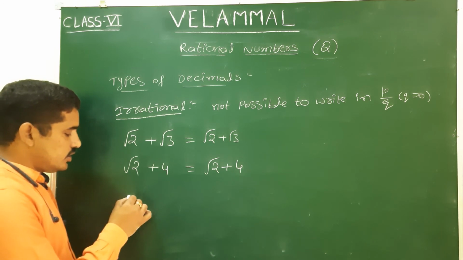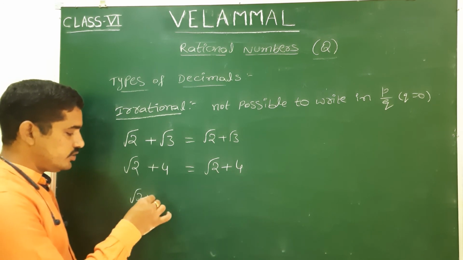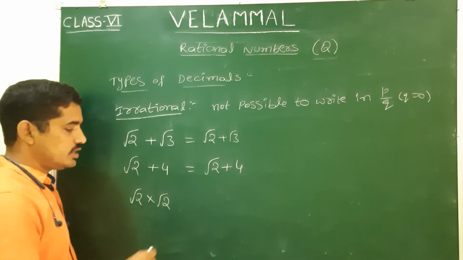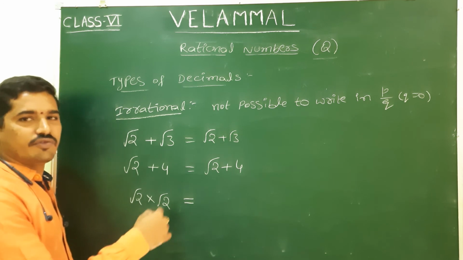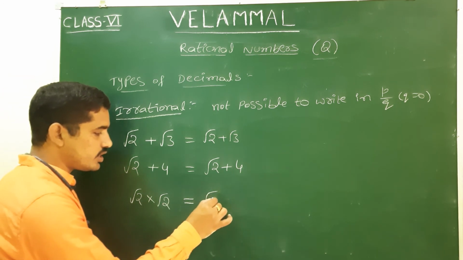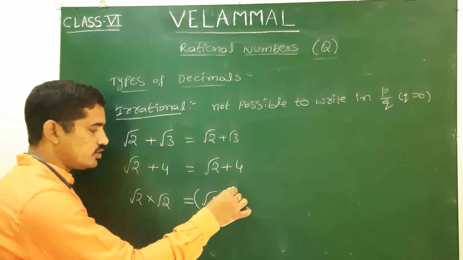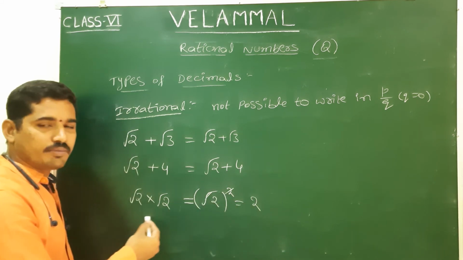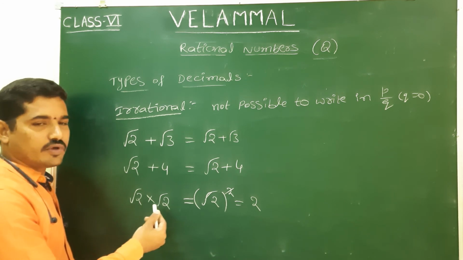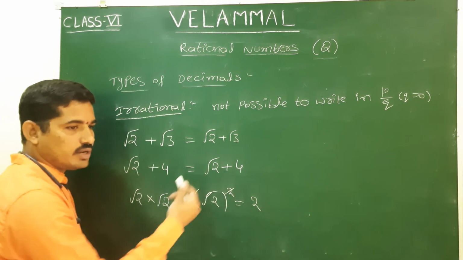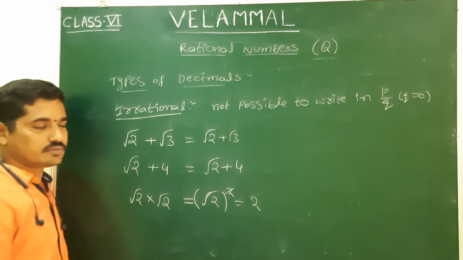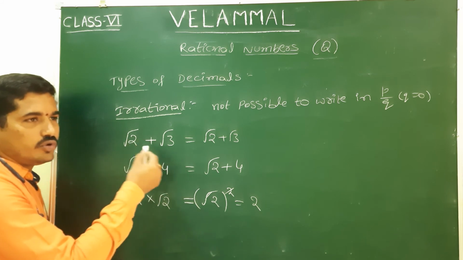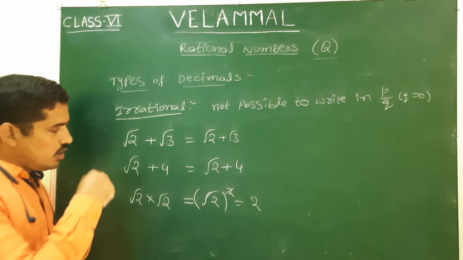Okay. Next, for example, the product of irrational numbers we are taking. Then in some cases it will be a rational number. Root 2 into root 2 can be written as root 2 whole square. Now the square root will get cancelled, 2 will be the answer. Now it is a rational number. So in some cases the product of irrational numbers will be rational numbers, but in some cases it will not be. So mainly we will say the sum of two irrational numbers will be an irrational number.